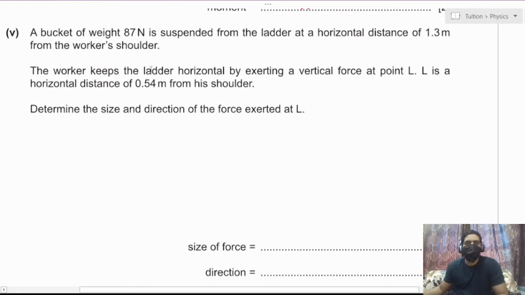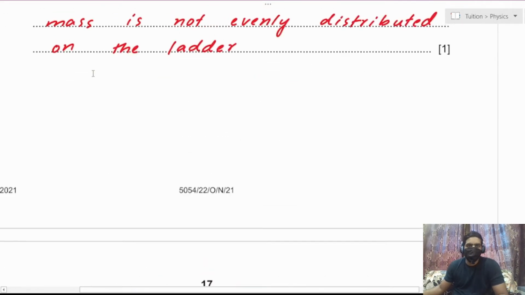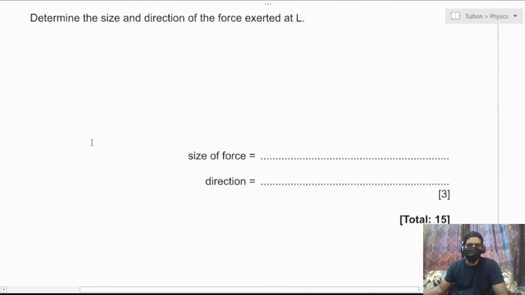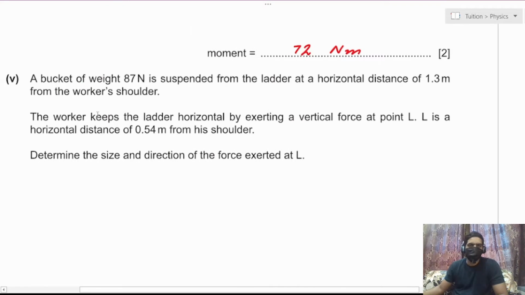A bucket of weight 87 Newton is suspended from the ladder at a horizontal distance of 1.3 meters from the worker's shoulder. Okay, so yeah, the weight of the bucket. We can directly see that we have a bucket over here. The weight of the bucket is 87 Newton, and from the pivot, which is the shoulder of the person, the distance of that force is 1.3. This is the information that we have from the first two sentences.